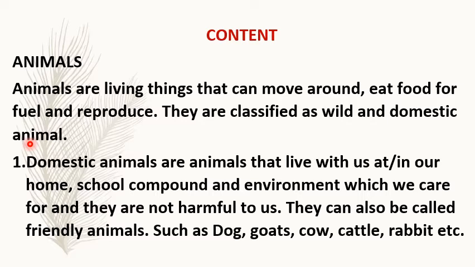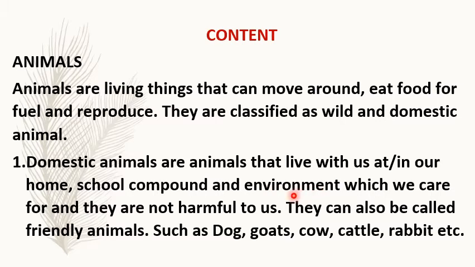What do we mean by wild and domestic animals? We have to take domestic animals first, and next we will see wild animals. For us to explain domestic animals, I would like you to listen very attentively. Are you listening? Okay. What do we mean by domestic animals? They are animals that live with us at our homes, in a school compound, in our environment, which we care for, and are not harmful to us. When you hear the word environment, we also mean our surrounding.